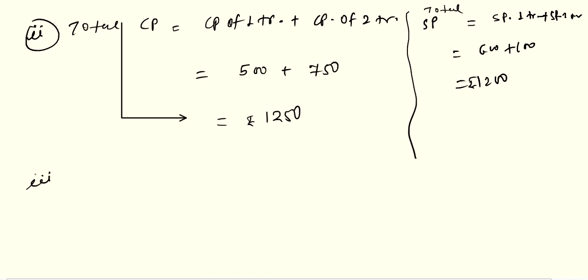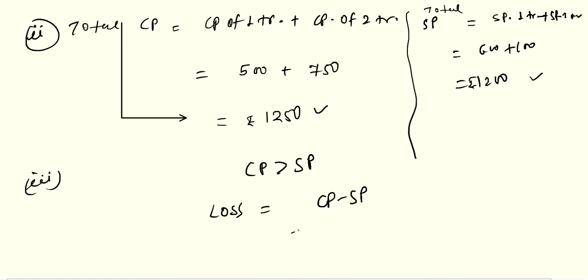Now the third question, profit or loss. As you can see, CP is 1250 while the SP is 1200. So clearly CP is greater than SP. So this is the case of loss, and loss equals what? CP minus SP. So 1250 minus 1200. So rupee 50 is your loss.